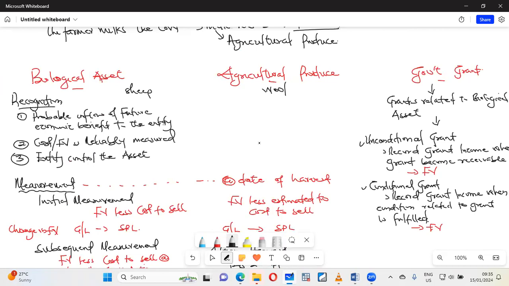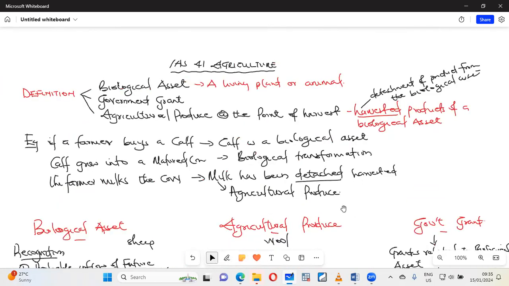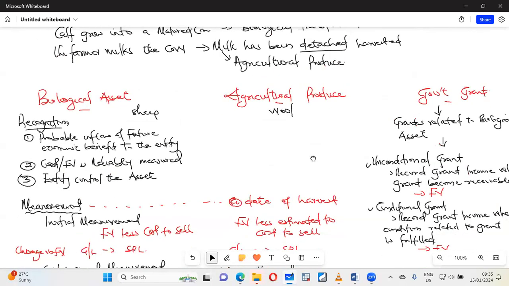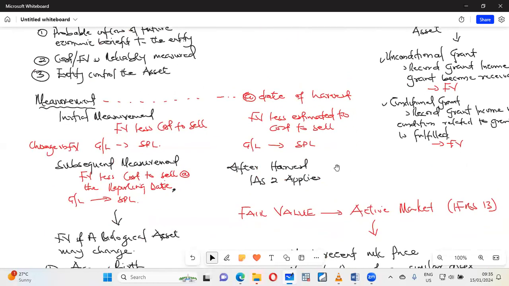Now, I think we have enough knowledge about this. And I've said that the scope of IAS 41 doesn't include intangibles, IAS 38, and IAS 16, the land that we are even using to rear the animal or harvest the plant. All right, so please be careful about that.